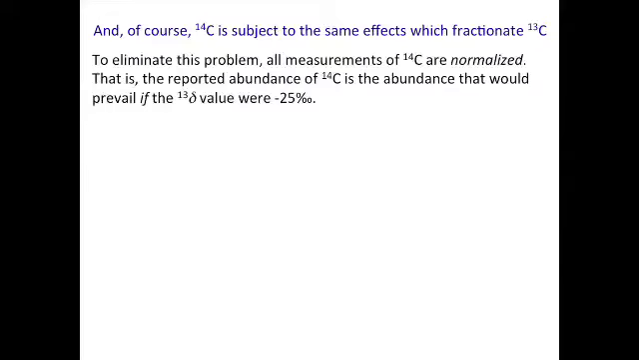In other words, if the sample had a real delta 13C value of minus 25, they just report to you the raw carbon-14 abundance. But if it was minus 50, they take that into account and they report to you an elevated carbon-14 abundance by the amount required to account for the fractionation. Let me just put it that way.